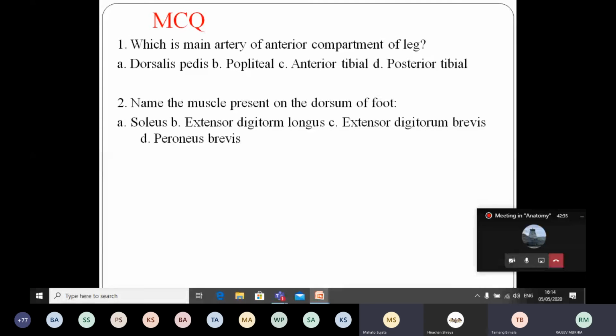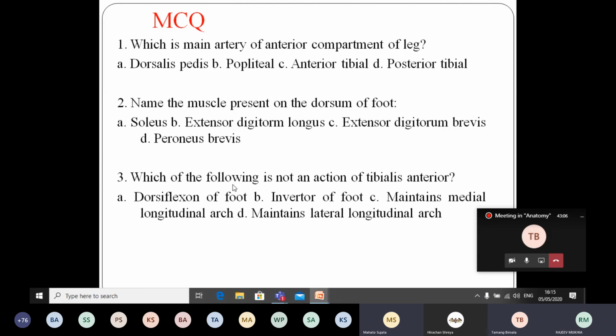Another MCQ: name the muscle present on the dorsum of the foot. Remember, there is only one muscle which is present in the dorsum of the foot. Extensor digitorum brevis. The answer is extensor digitorum brevis. The only muscle present in the dorsum of the foot is extensor digitorum brevis.